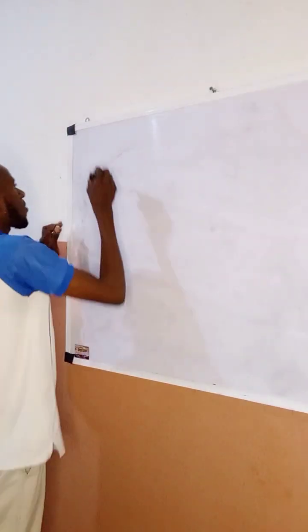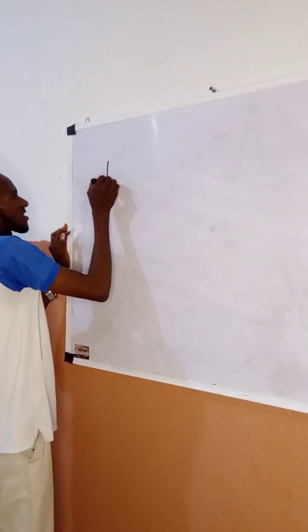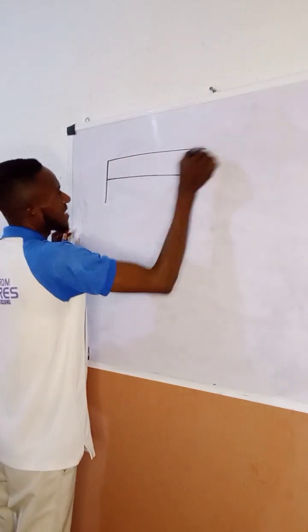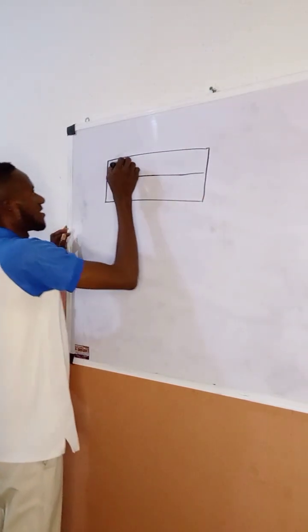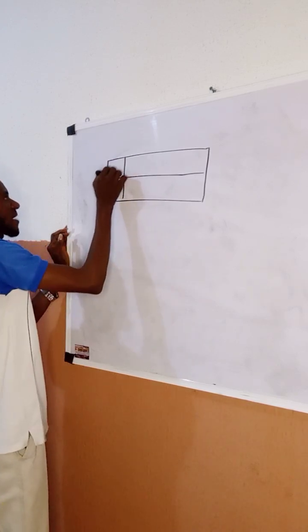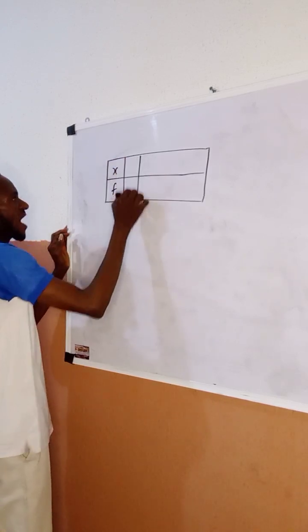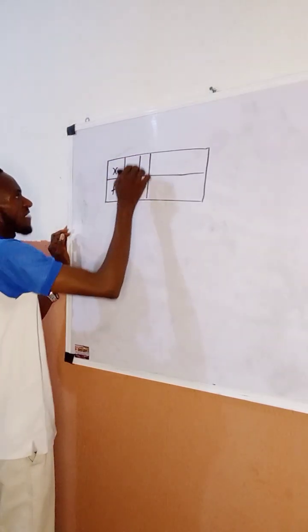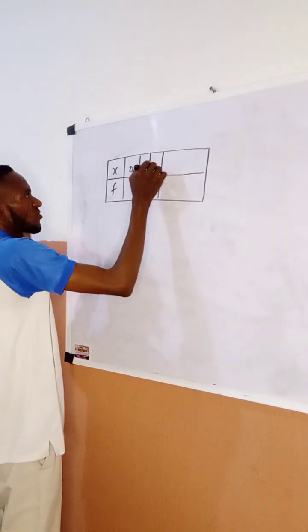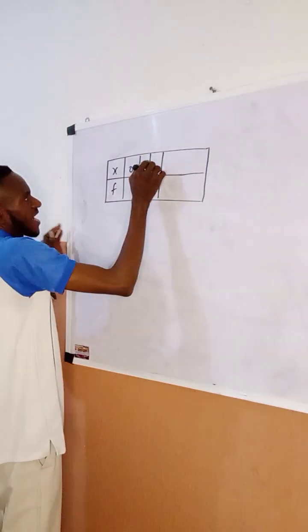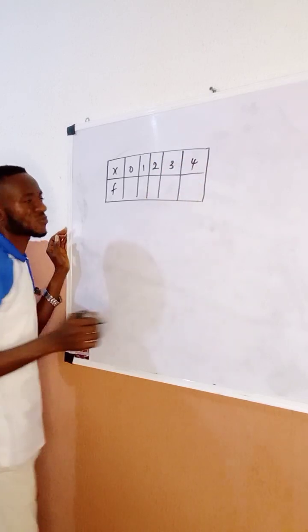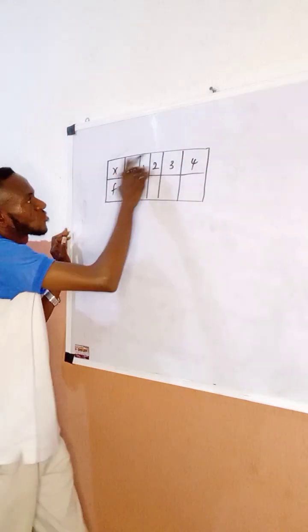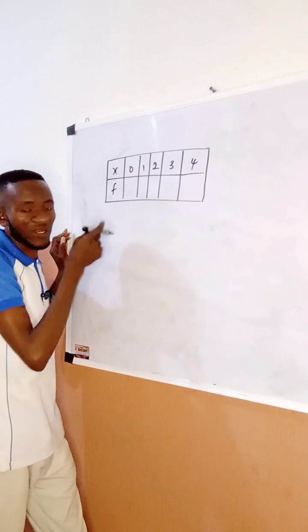Okay, what if now someone has something like this. Then I have something like this. Here is my x and here is my f. I have here to be 0, 1, 2, 3, 4. By so doing, I've already arranged in ascending order of their values.